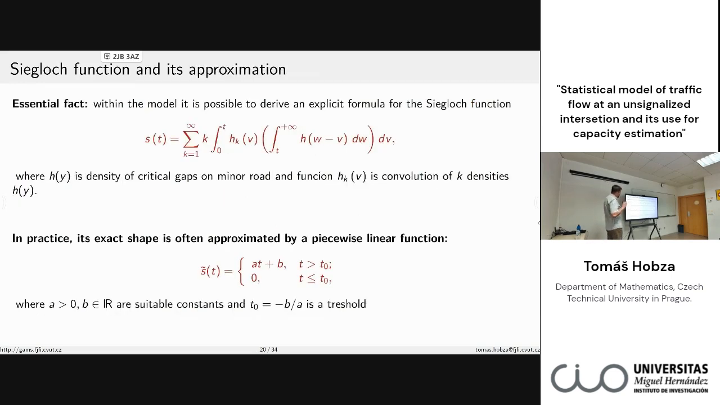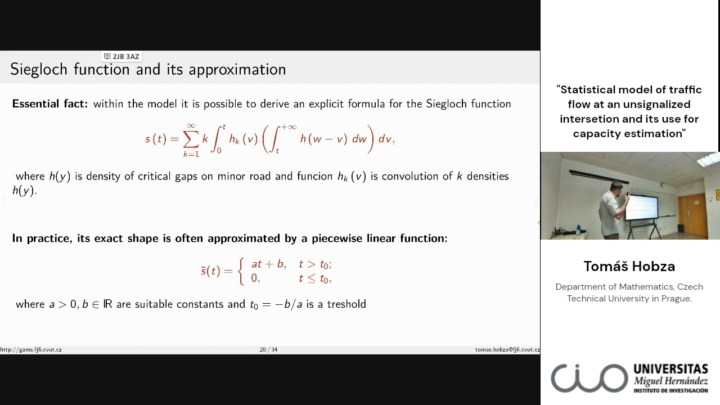Again, the important fact here is that under our model, we are able to derive an explicit formula of the Siegrove function. The expectation has this form: the density h, its convolution k times, and some infinite sum. This is a formula which can be derived. As I mentioned before, if we use the gamma-gamma distribution, we are able to arrive at an explicit end. With the GIG distribution, this is already not possible because it is very complicated, so we need to use some numerical approximation. But for gamma, we are able to calculate this till the end. So we have an explicit formula for the Siegrove function.